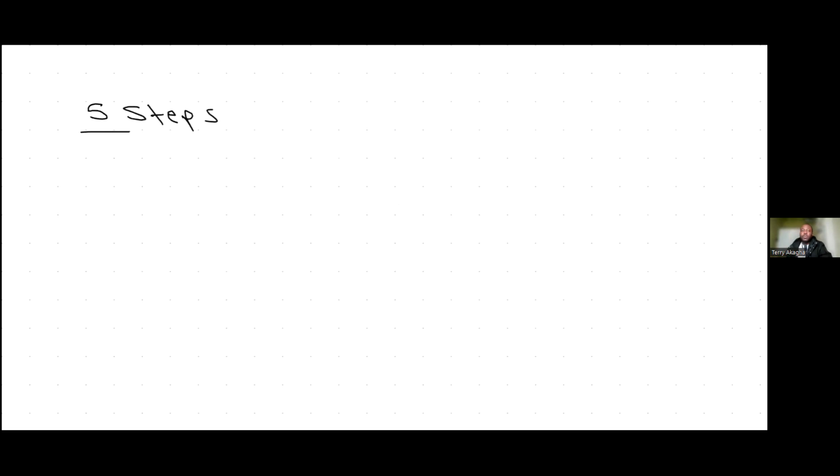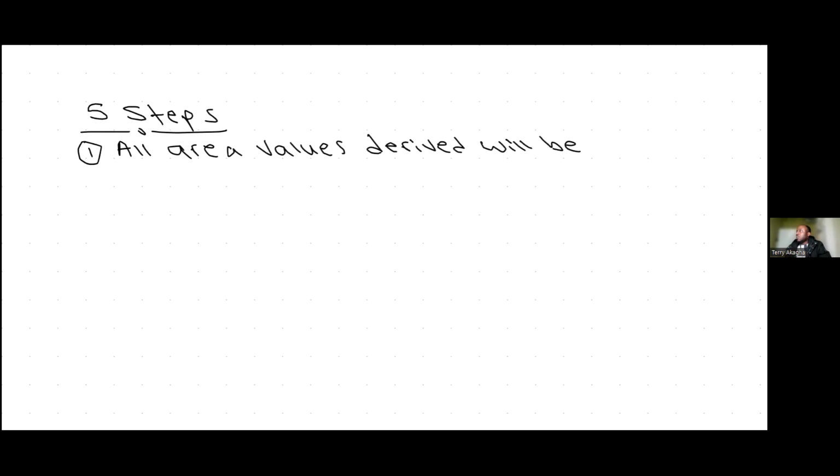So the first thing you do is that you should always know that all the area values derived will be positive, and if negative, you ignore the negative sign.